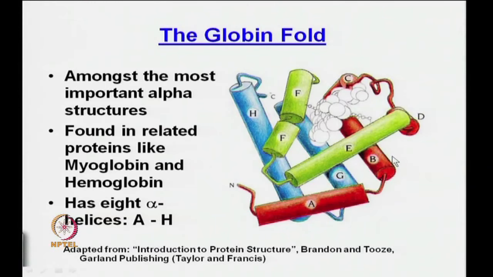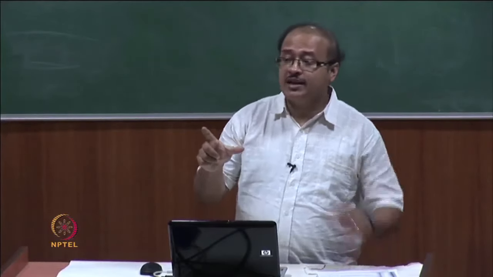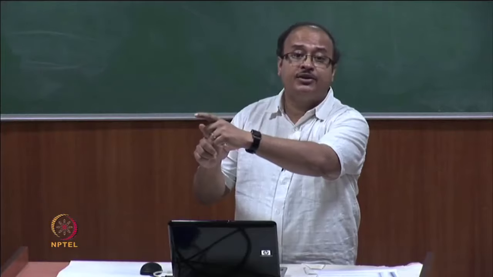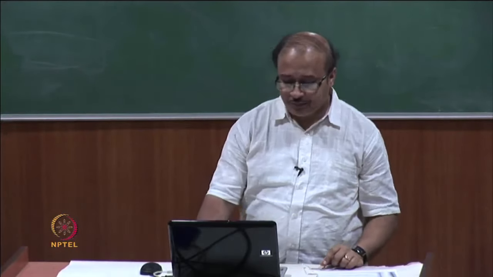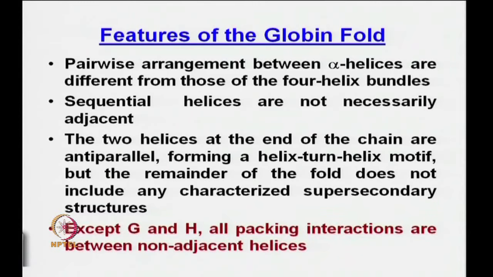So, that means you have the amino acid sequence, you number it, myoglobin has 153 amino acids, but it is not necessary that one helix and the next adjacent helix in the amino acid sequence would be very close to each other. Okay. Then the two helices at the end of the chain are antiparallel, which is G and H, forming a helix turn helix motif, but the remainder of the fold does not include any characteristic supersecondary structures. Except G and H, all packing interactions are between non-adjacent helices. Now, this is really important.